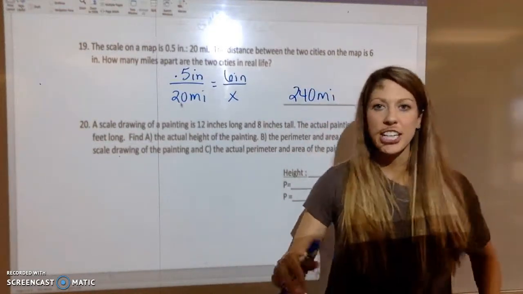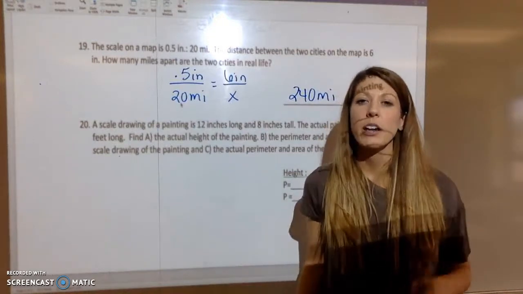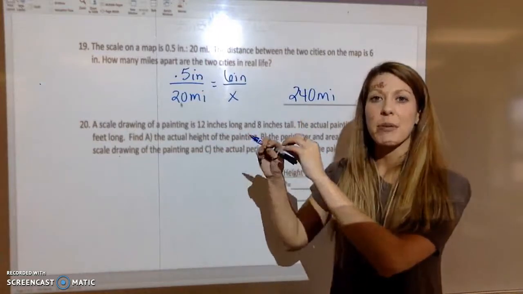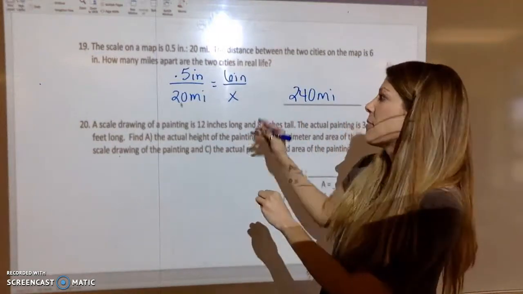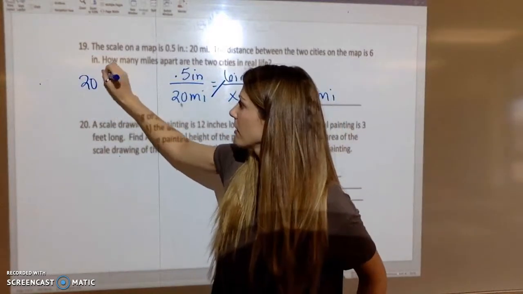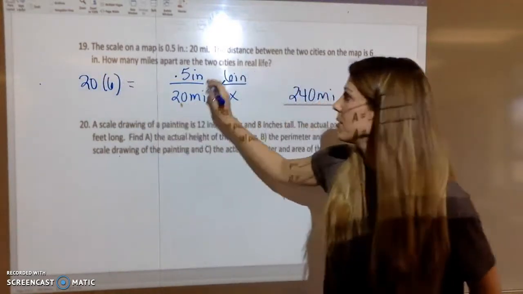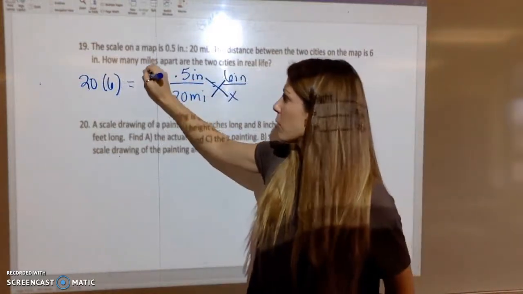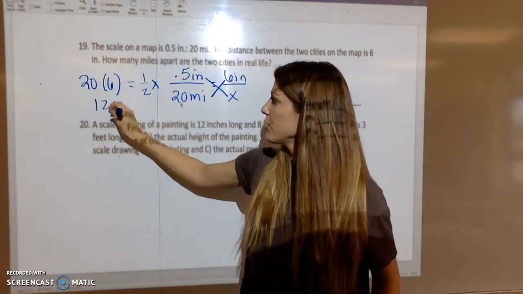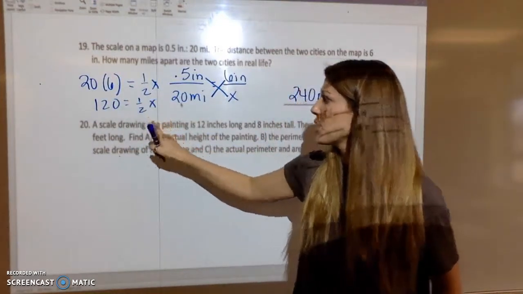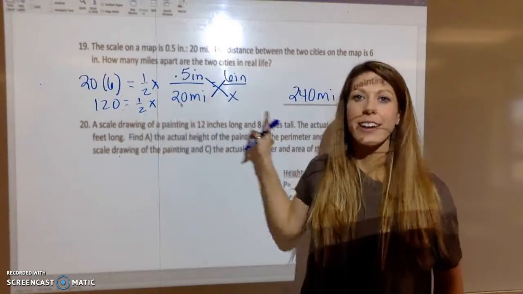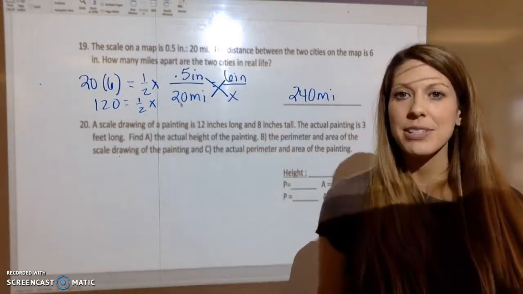Now, if you don't like logic and you like a straight and narrow way to do things, we can also set up a proportion here. So this is a proportion. Now we can cross multiply our proportion. And to cross multiply, we would take 20 times 6 equals 0.5 times x, or 1/2 x. So we have 120 equals half of x. So half of what number is 120? And that's another way to get 240 miles.